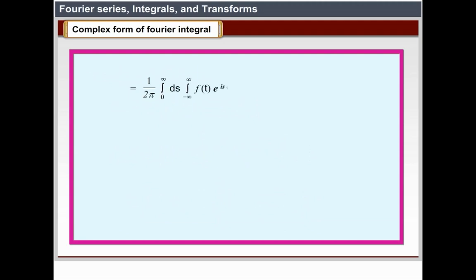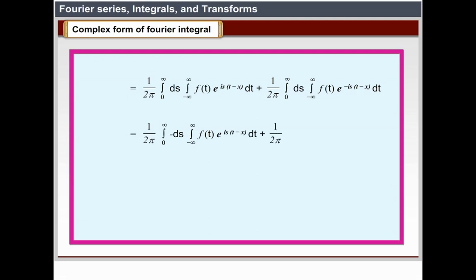= 1/2π ∫ from 0 to ∞ ds ∫ from −∞ to +∞ f(t) e^(is(t−x)) dt + 1/2π ∫ from 0 to ∞ ds ∫ from −∞ to +∞ f(t) e^(−is(t−x)) dt, which is the same two integrals written again.